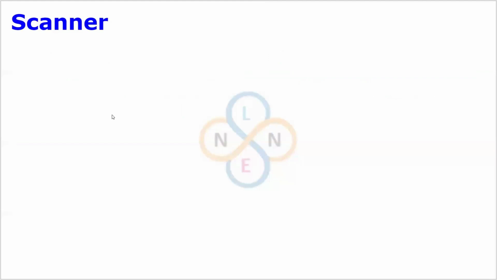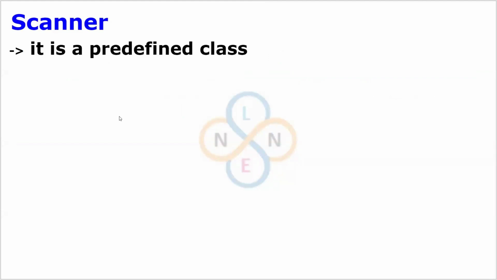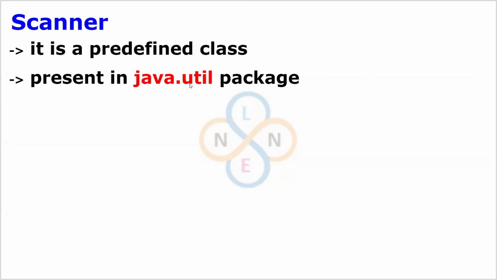The Scanner class is a predefined class and it's present in the java.util package. This Scanner class has multiple methods. One such method to read an integer value from the keyboard is called nextInt, following the camel casing standards for the method name. The nextInt method will not take any inputs, but it returns an integer. That's the requirement, right?